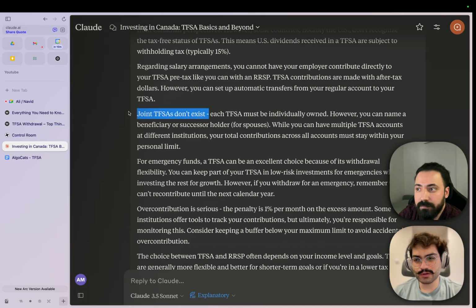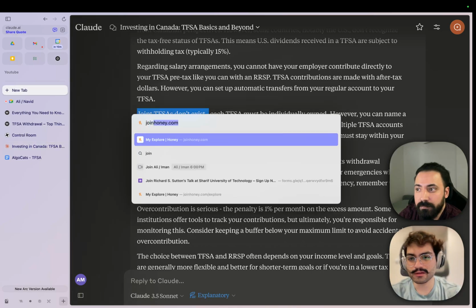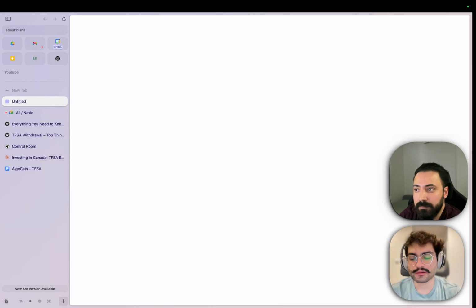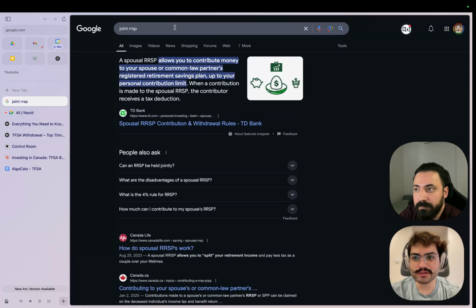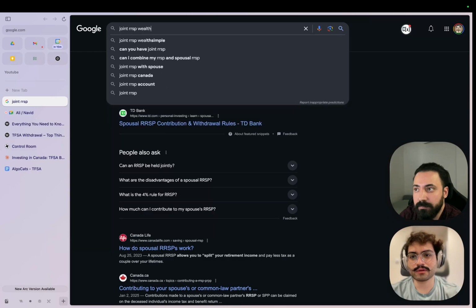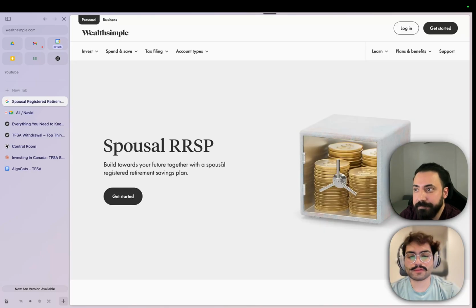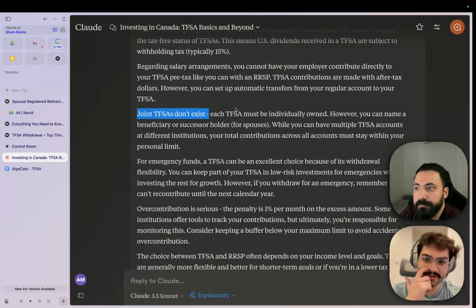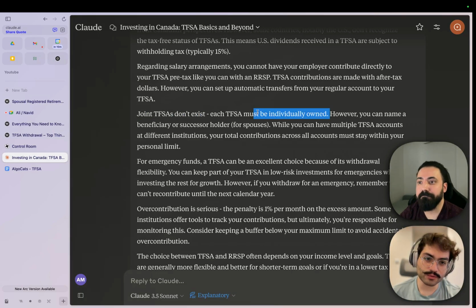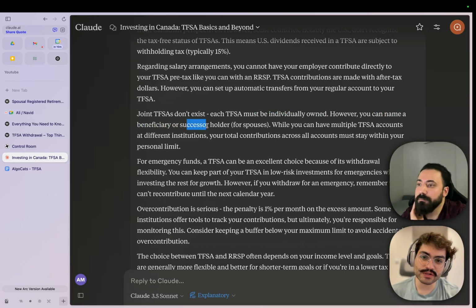So moving on, joint TFSAs don't exist. I know joint RRSPs exist, I think. You can open one in Wealthsimple with your spouse or your partner, and contribute to it. But joint TFSAs don't exist. They're individually owned. You can name a beneficiary or a successor holder.